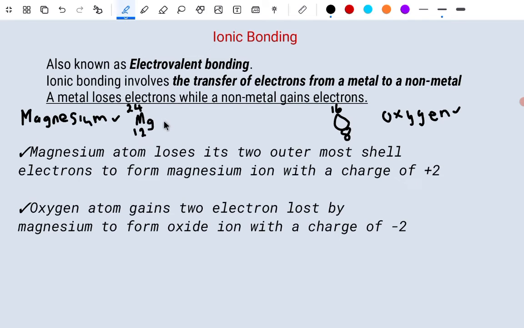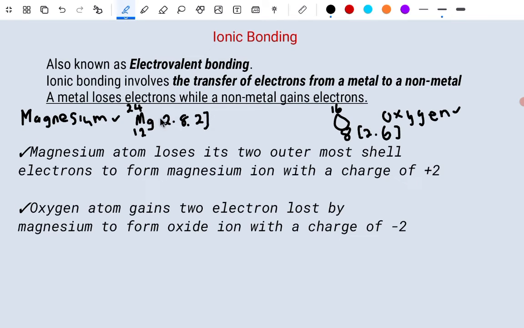So let's do the configuration. 2 in the first shell, you remain with 10, and then 8 in the second shell. It can't go beyond 8, and then the last shell, 2 electrons. For oxygen, 2 electrons. 2 minus 8 minus 2, you have 6, so 6 electrons. So you notice these two, these are the electronic configurations.